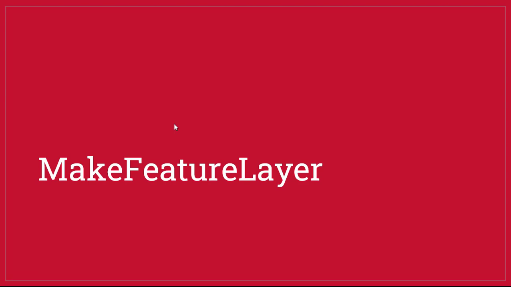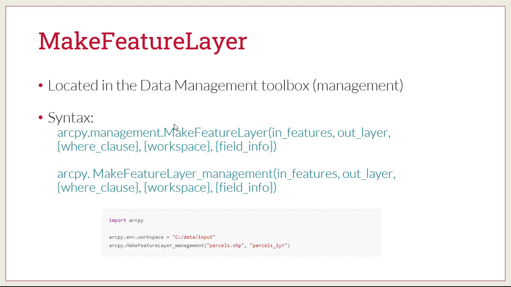So let's talk a little bit more about this Make Feature Layer tool. The Make Feature Layer tool is located in the Data Management toolbox that has the short name of Management. The syntax for the tool is shown here. Remember, there are two conventions for scripting out the name of our tools. The first is to have arcpy.theToolboxName.theToolName. The second, and the more conventional one that's been around longer, is to have arcpy.theToolName_theToolboxShortName. However, notice both of them use the same tool with the same set of parameters.